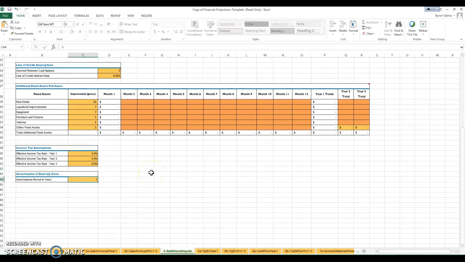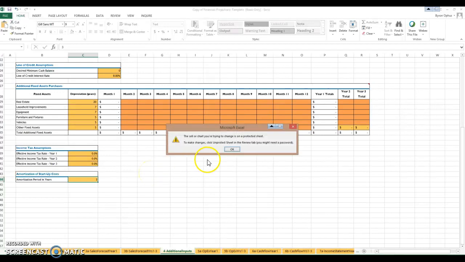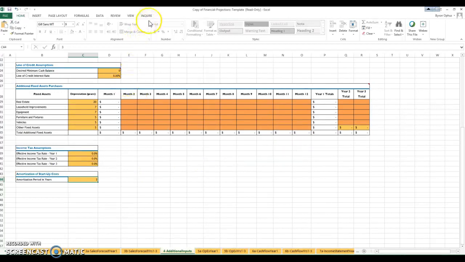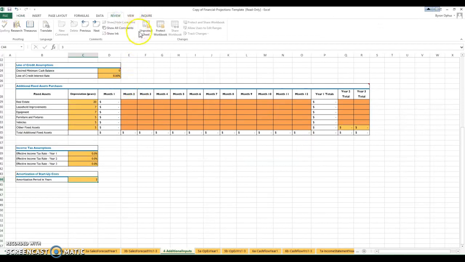And then I also want you to change this amortization period to 1. Oops. Let me make those other changes. I have to unprotect the old sheet. I guess those cells maybe aren't protected there. So we change that to 1.